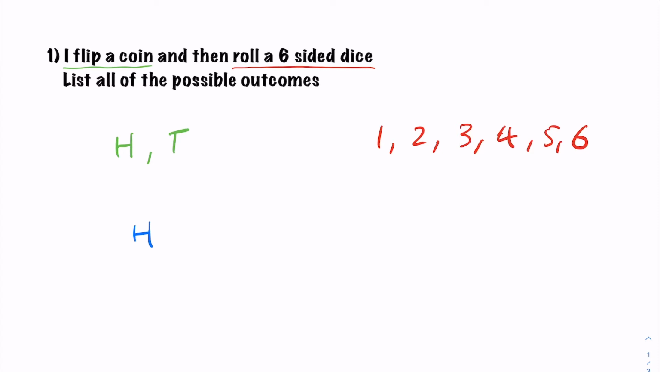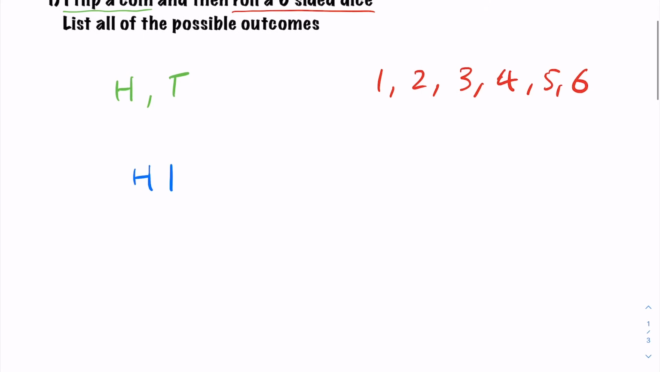So we threw a heads and then we got a 1, the smallest possible number. Next up, we'll stick with heads. We get a 2, still staying with heads, a 3, a 4, a 5 and a 6. Those are all the possible outcomes if we had landed on heads with the flip of the coin.